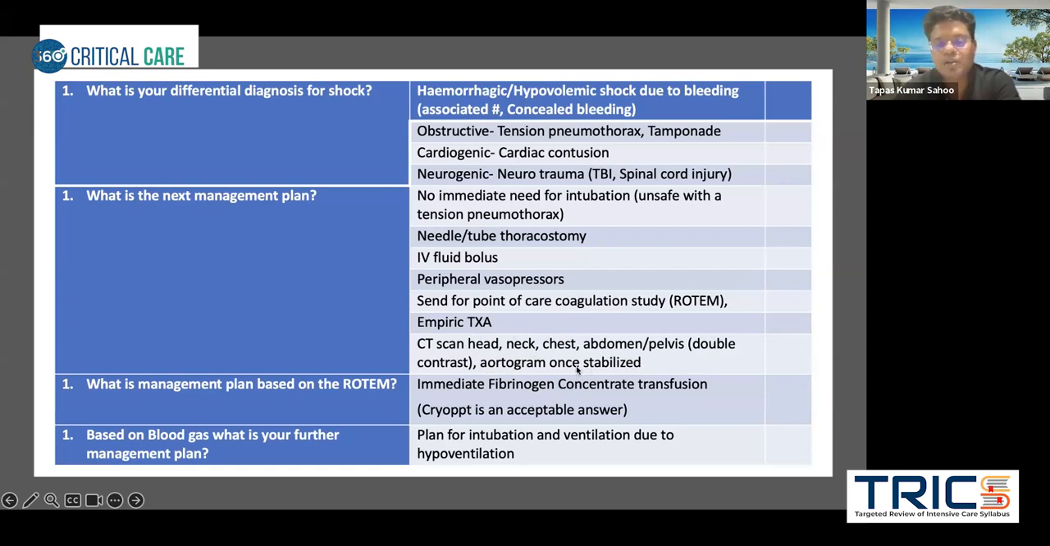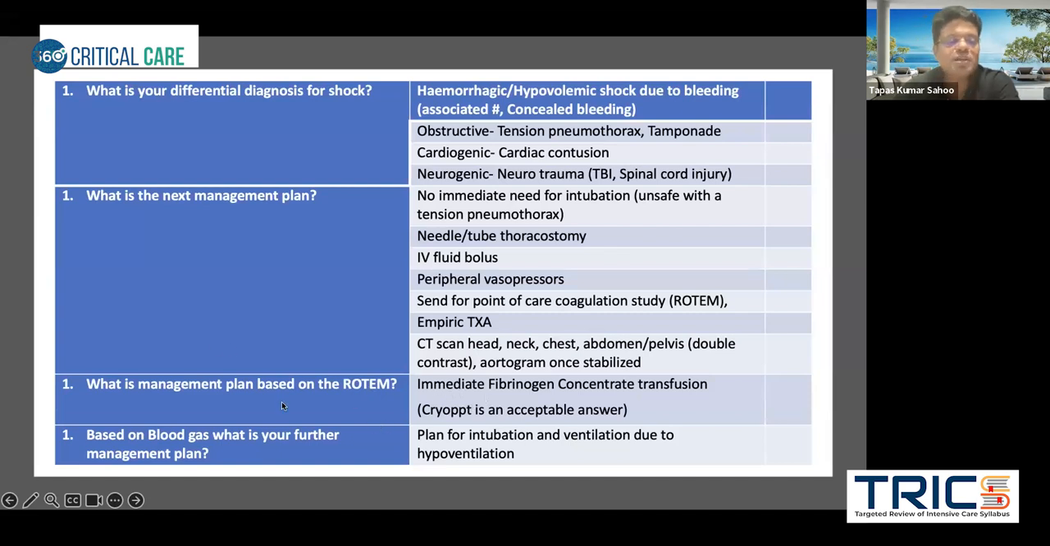So definitely you cannot send the patient right now. You need to do all these things one by one, serially: stabilize the patient, and once the patient is stabilized, then do all these tests to exclude any other injury. Now, based on the management, what will you be doing based on the report of our ROTEM?